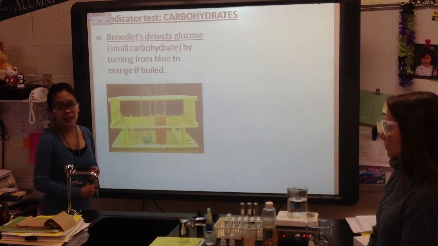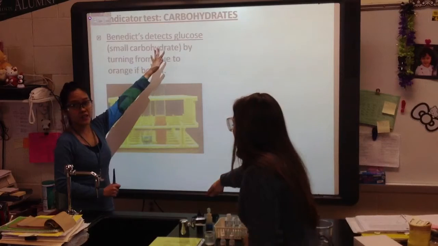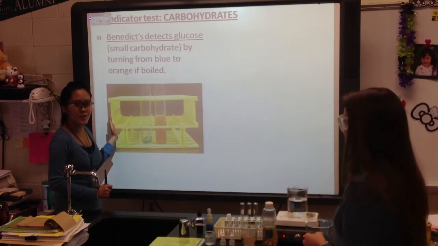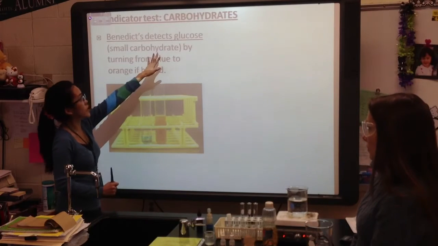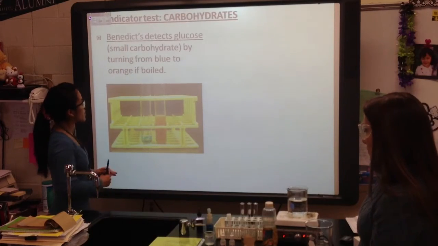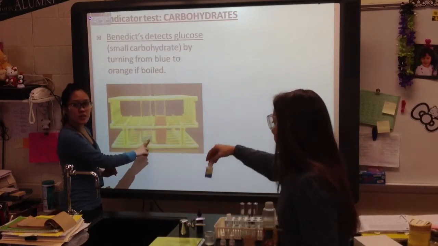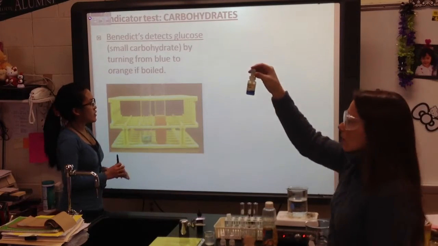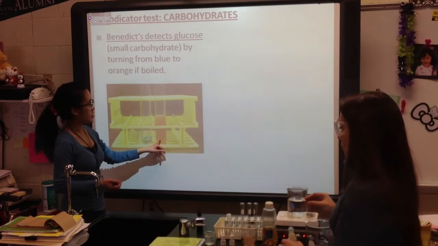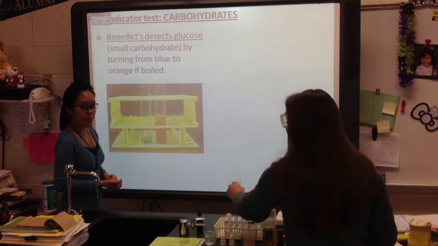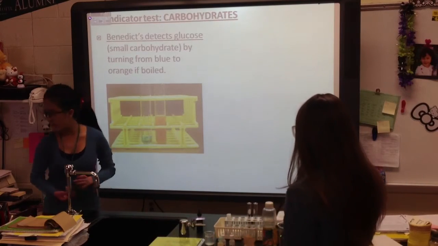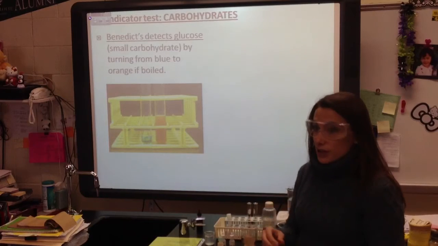So the first indicator test that we have is to detect carbohydrates. And this one specifically is going to be to detect our simple sugars, like glucose. The test is called Benedict's. And with Benedict's, you're going to start off as this light blue color. And if it's present, it's going to turn to this orange, almost a yellow-orange color. But only if it's boiled. So for this test, you actually have to add it to boiling water. And that's another reason why you have to wear your safety goggles.